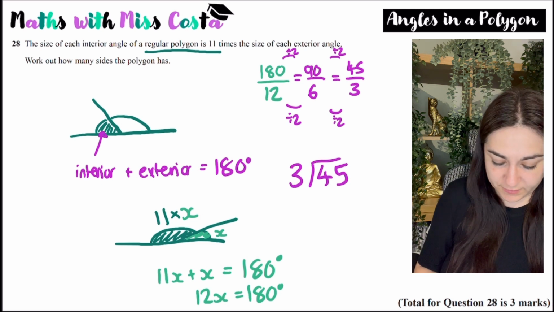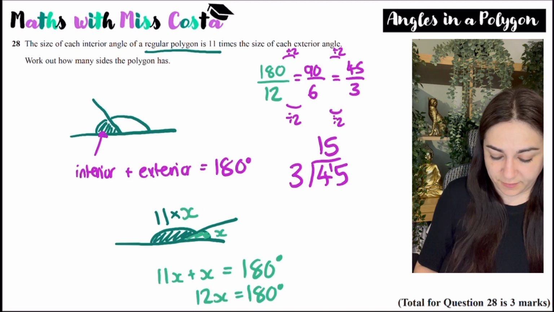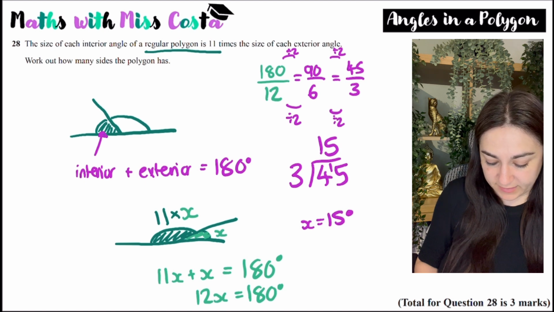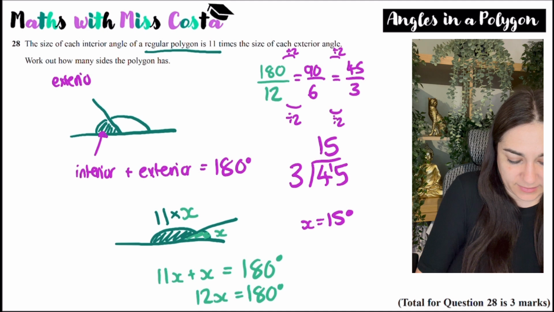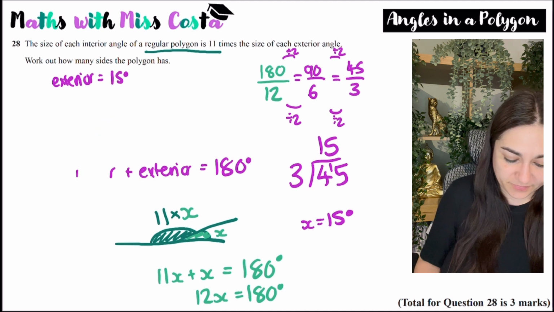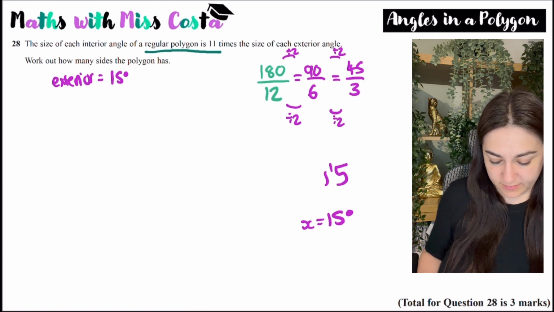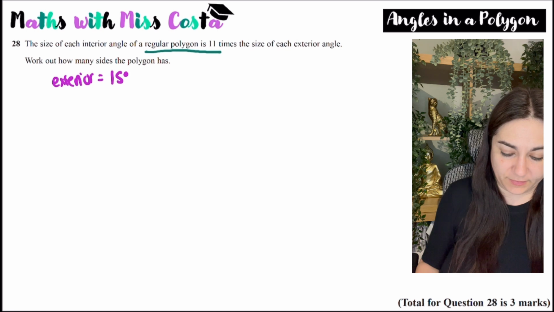If not, then you use division. So you've got 45 divided by 3. 3's into 4 go once, remainder 1. 3's into 15 go 5. So that would mean that X is 15 degrees. So I know that the exterior angle of the polygon is 15 degrees. And that the interior angle would be 11 times 15, or just 180 take away 15.